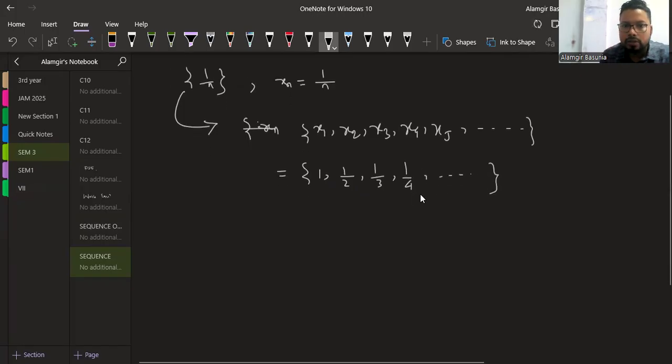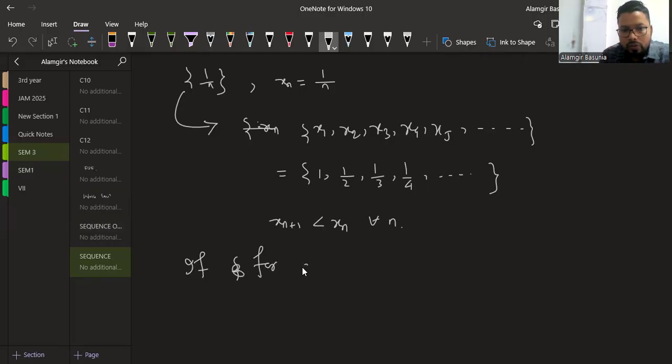Now for this one, you can see the first term is this one, 1. The second term is less than the first one. The third term is again less than the second one. So here x_{n+1} is actually less than x_n for all n. For this kind of sequence, we say this is monotonic decreasing.